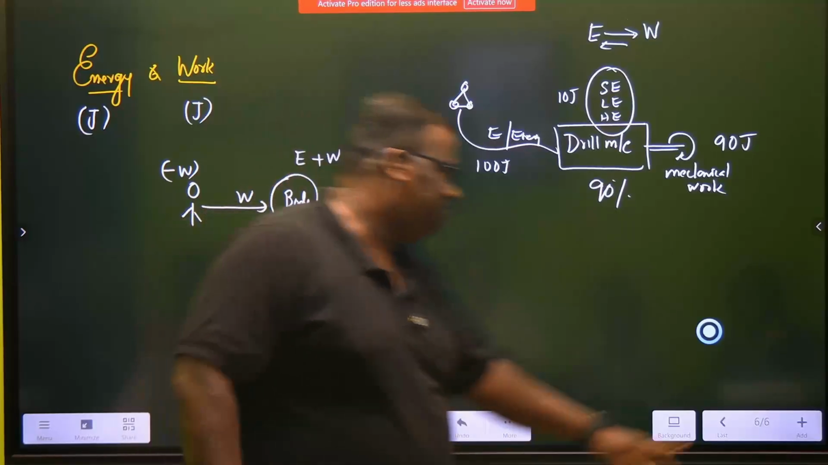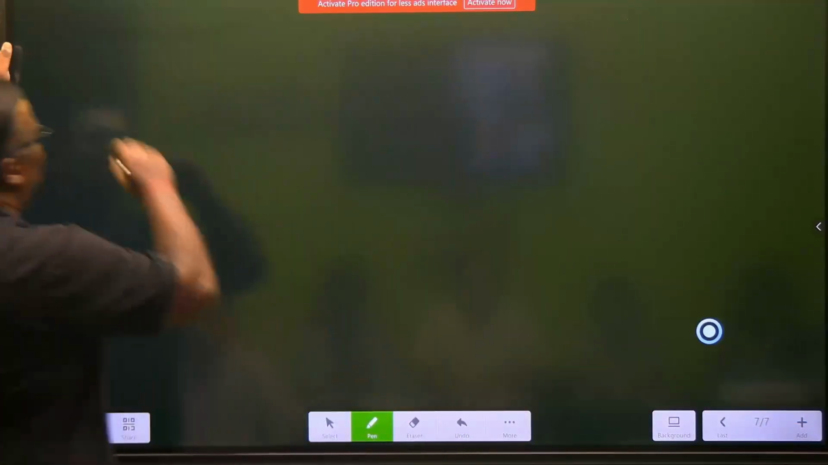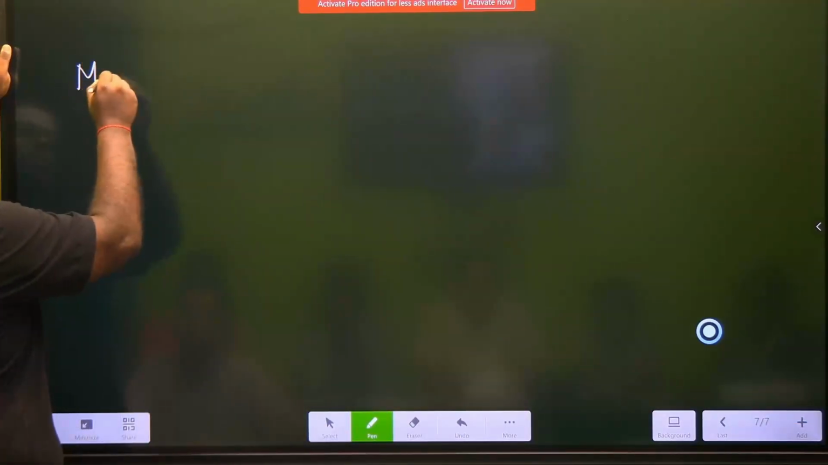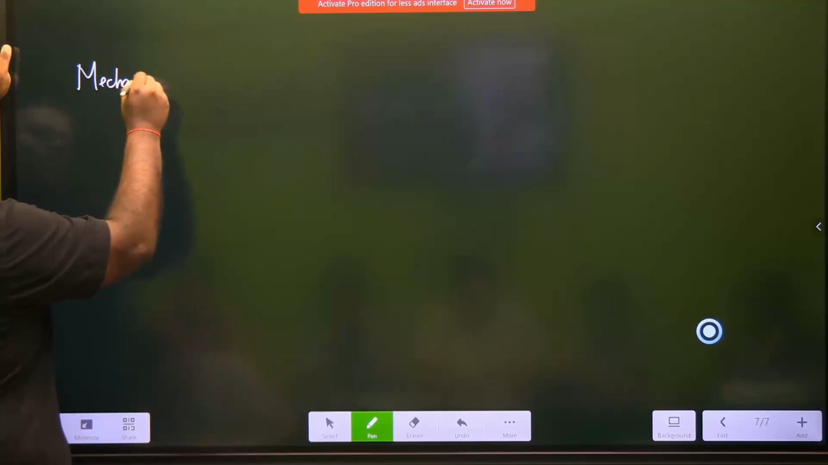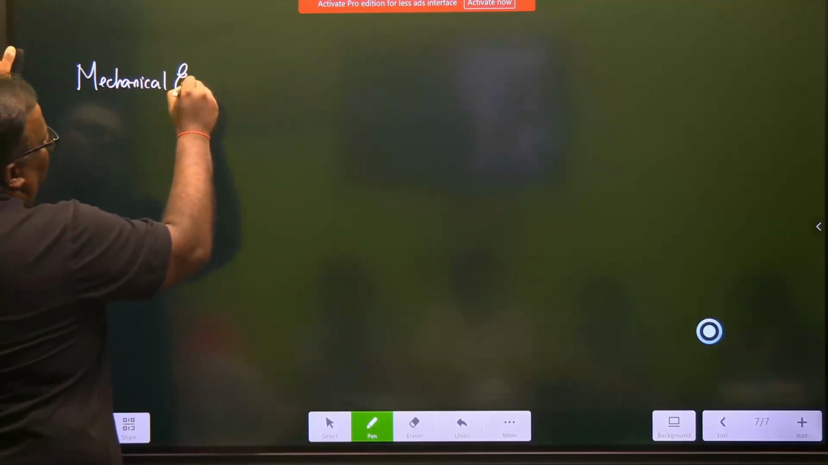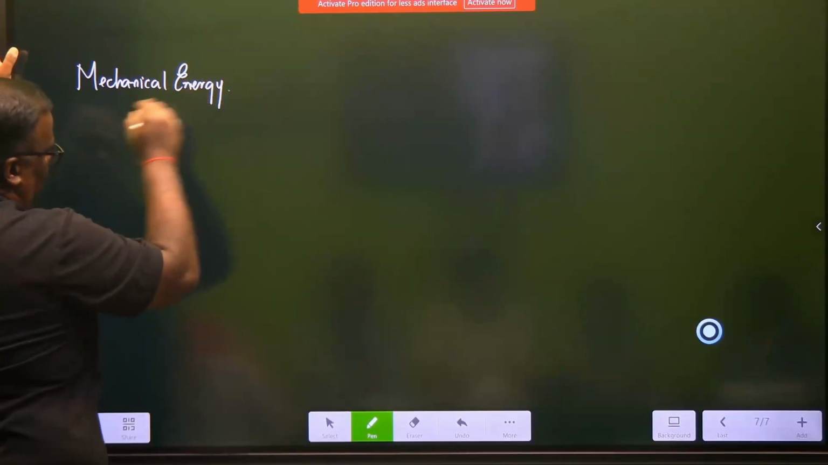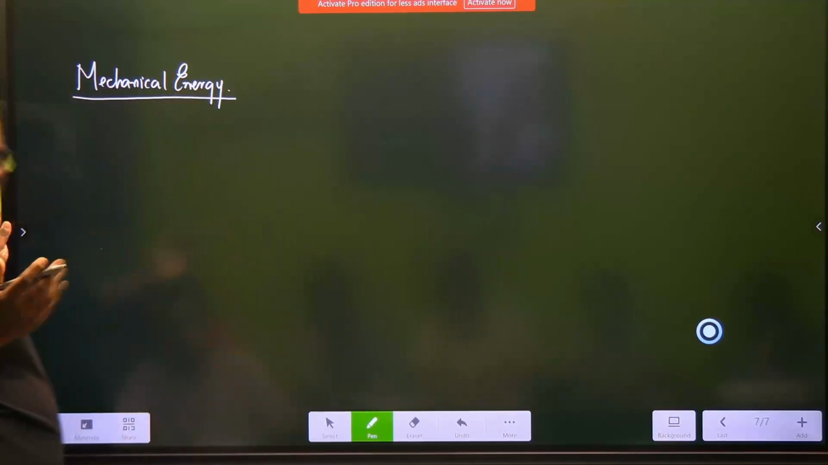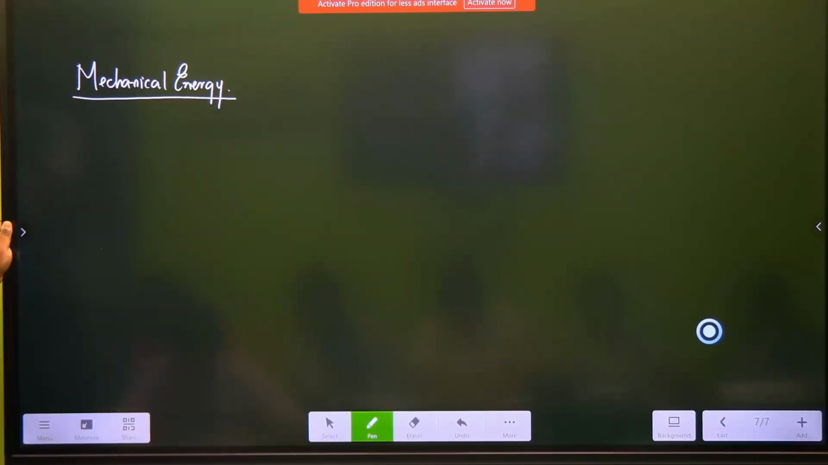Right. So the concept, what we study in this chapter is all about mechanical energy. What is mechanical energy? Energy that you use for doing mechanical work. You know about wind energy, tidal energy, then hydro energy. Hydro energy is energy that you get from falling water. Solar energy is the energy that you get from the sunlight. Chemical energy that you get from chemical reactions.